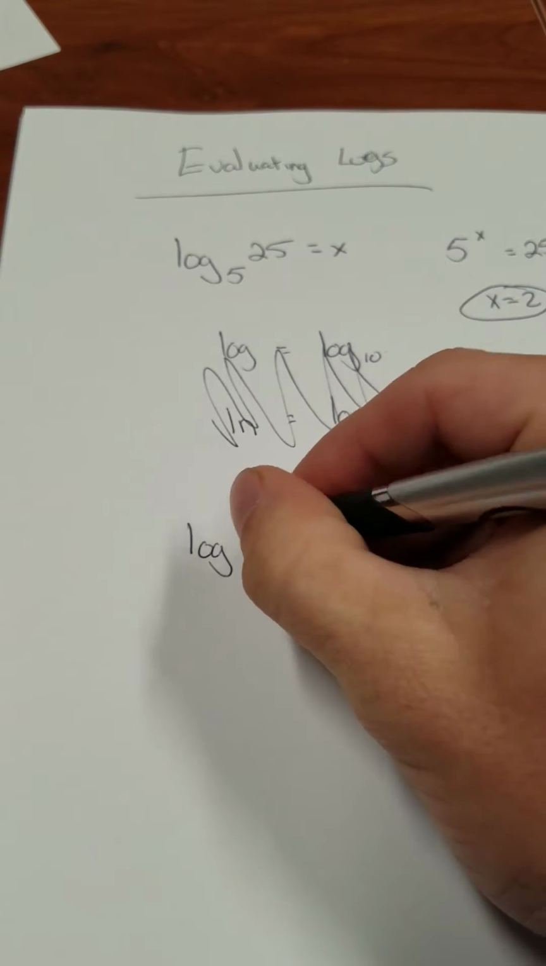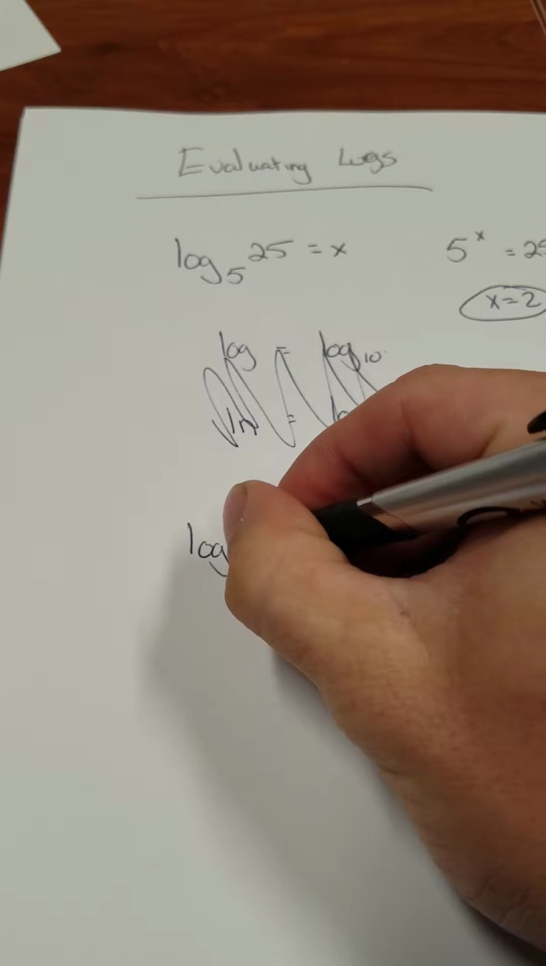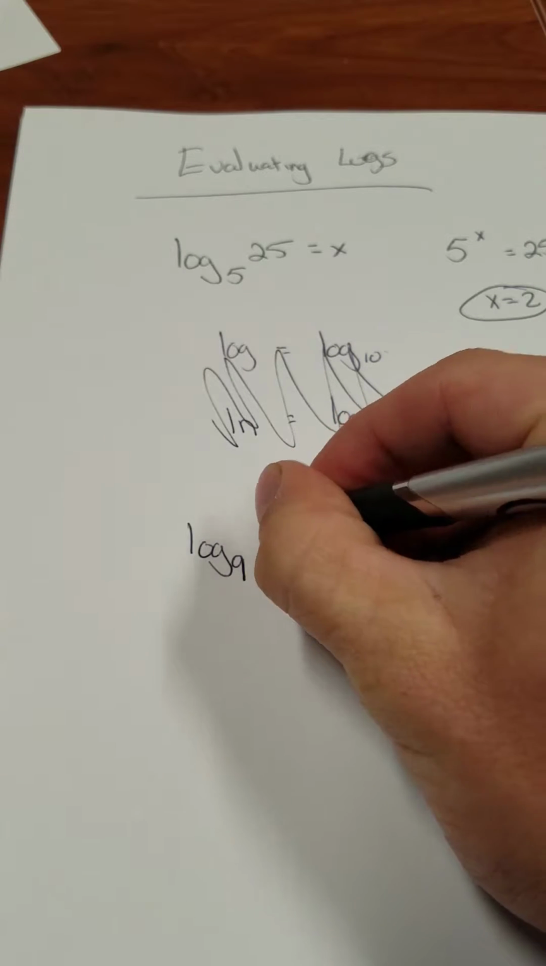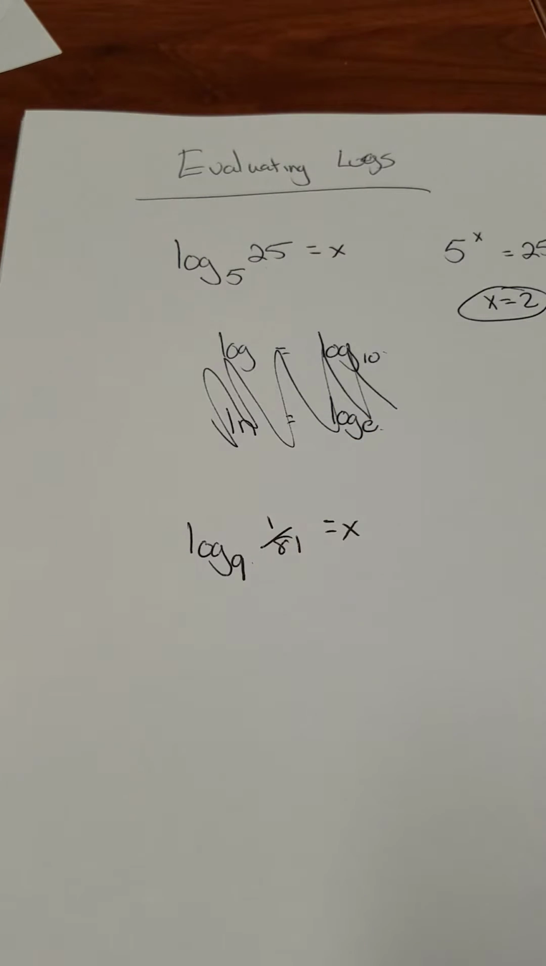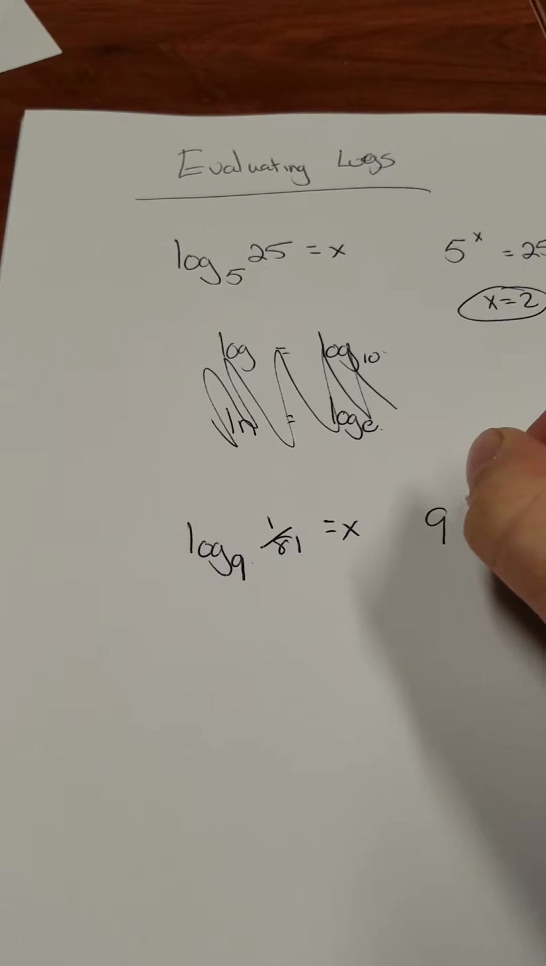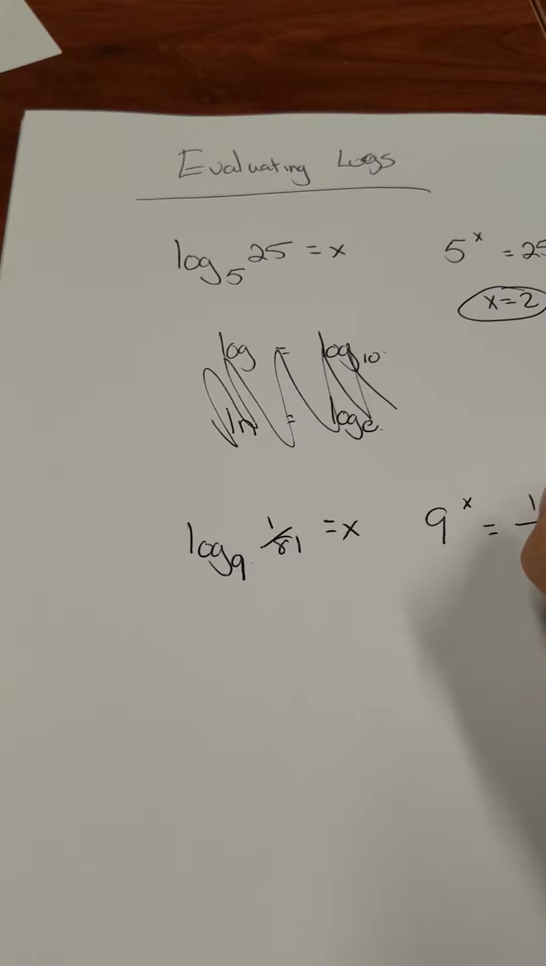Here's another example. Log base 9 of 1 over 81. So the first step, set it equal to x. Rewrite it: 9 to the x equals 1 over 81.